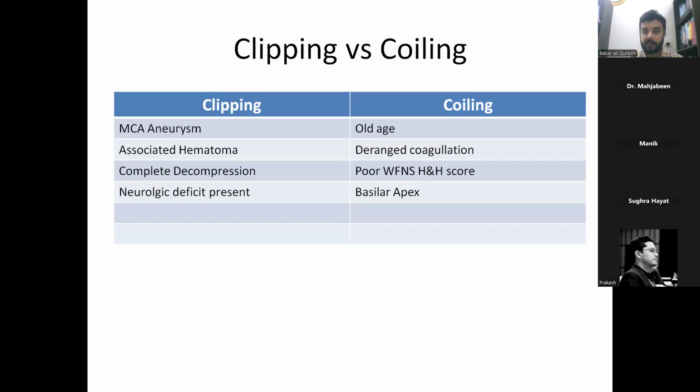Whereas there are certain conditions in which you cannot go for the surgery: if the patient is of old age, if the patient has deranged coagulation, if the WFNS or Hunt and Hess score is low. So in these conditions, you prefer coiling, as well as for the posterior circulation, particularly the basilar apex aneurysm, you will prefer coiling.